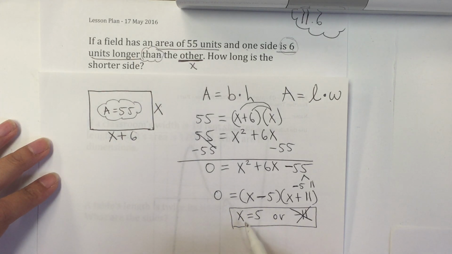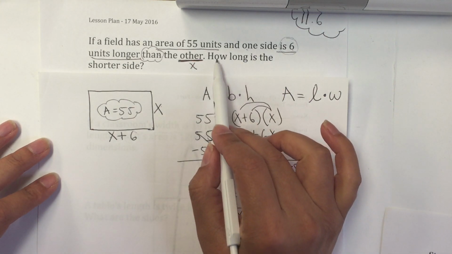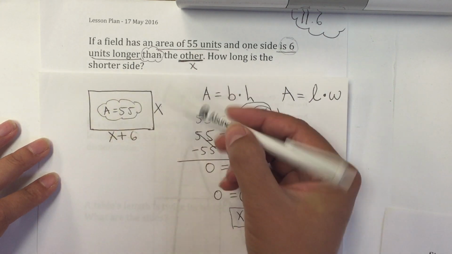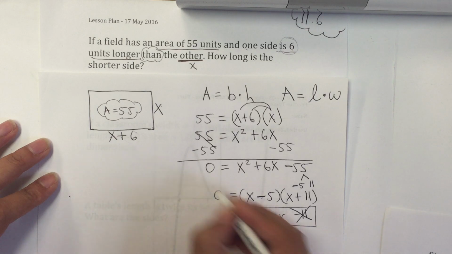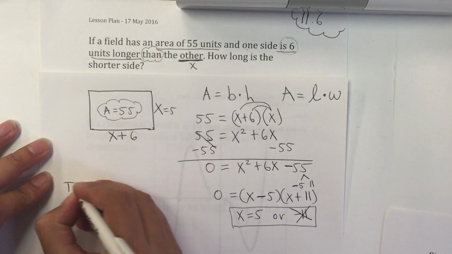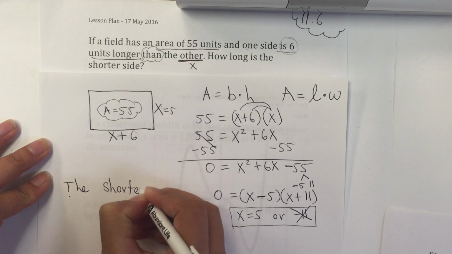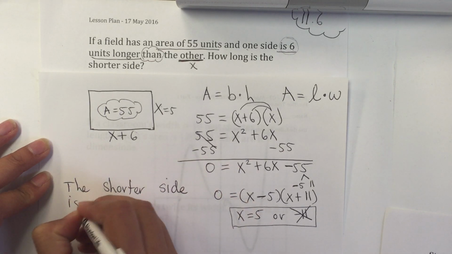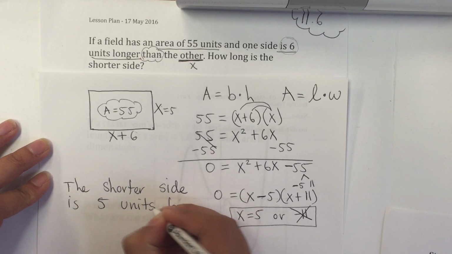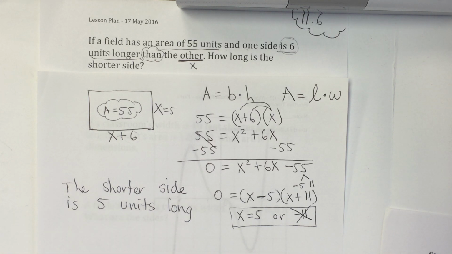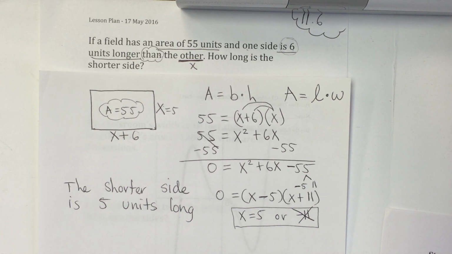Now that I have this value, I can answer the question. It says, how long is the shorter side? Of these two, the shorter side is x, so x is 5. So we say the shorter side is 5 units long. And again, right now it says units, but the unit could be meters, kilometers, miles. We don't know what the units are. It depends on how wealthy the person is and how big of land he or she has.